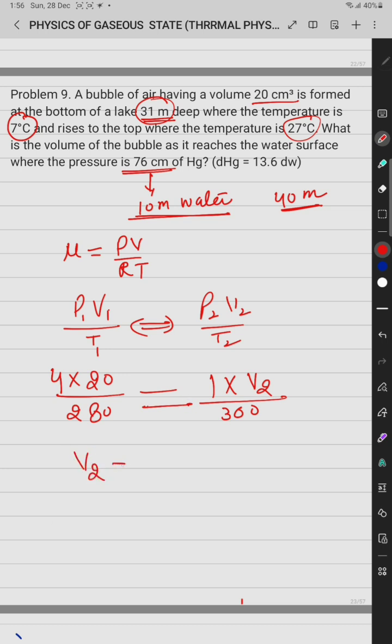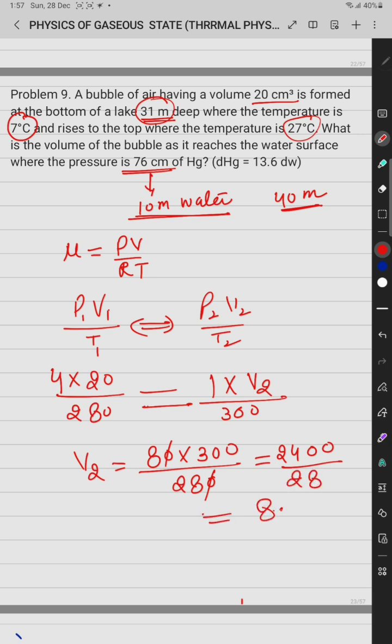If we calculate the volume from this, it is 80 multiplied by 300 divided by 280, that is equal to 2400 divided by 28. So that is 85.71 centimeter cube. So the answer is 85.7 centimeter cube.